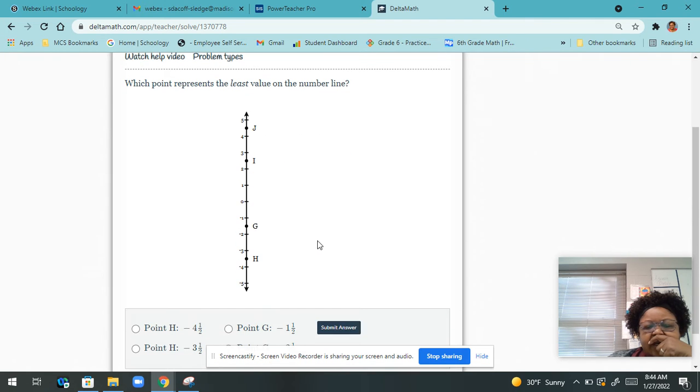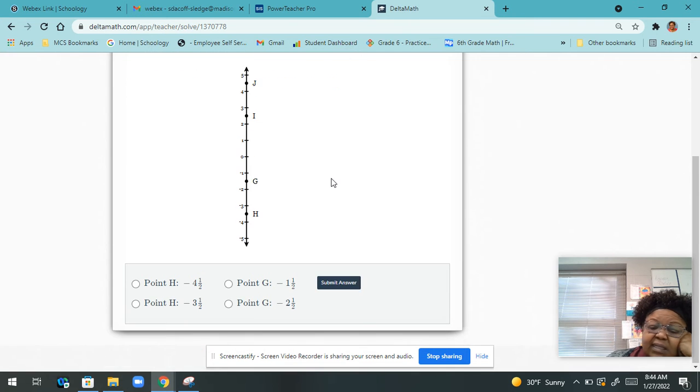Let's do a different type. Which point represents the least value on the number line? And it doesn't say absolute value, it says the least value. That means the smallest number. That means the most negative number. So that would be H, because that's the number that's furthest down. Oh, I see what they did. They tried to trick me. So point H is -3.5. They wanted me to say -4.5, but it's not. We go that way.